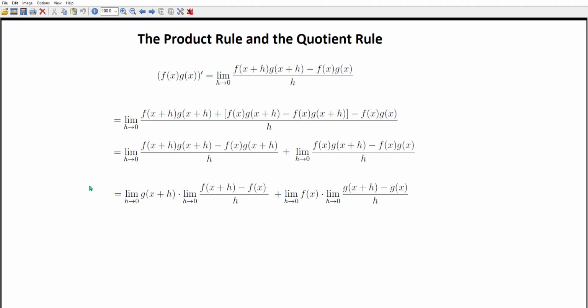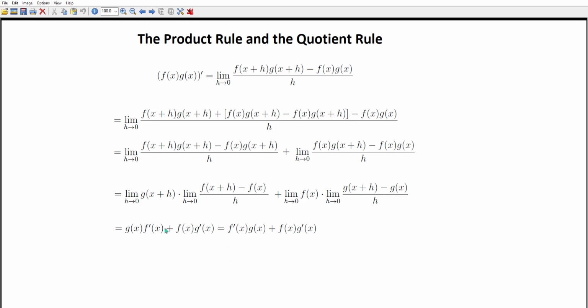When we do that, we end up with the limit as h goes to 0 of g(x+h) times this limit, which if you look at it is f prime. And this limit is the limit as h goes to 0 of f(x) times another limit, which is g prime. Now, h is not involved, so the limit as h goes to 0 of f(x) is f(x). The limit as h goes to 0 of g(x+h) is just g(x). So we get g(x) times f prime plus f(x) times g prime.